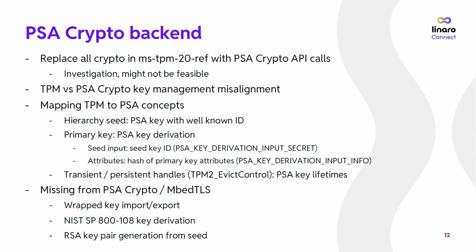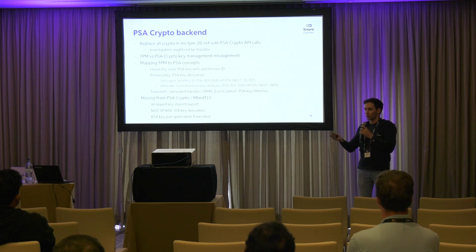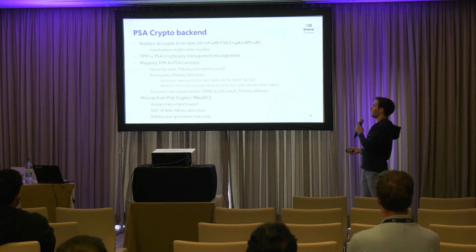In PSA Crypto, the idea is that the client never gets access to the key material itself. For the API calls, it only uses a handle to refer to some key. But MSTPM, because of the in-house implemented crypto, requires direct access to the key material itself to do the key derivations and so on.